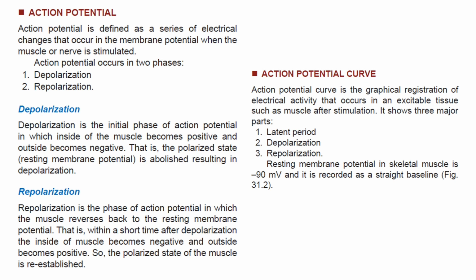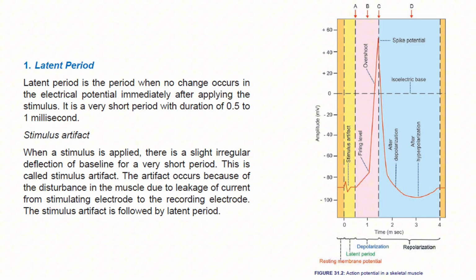So it is divided into 3 major parts. Number 1 is the latent period, number 2 the depolarization phase, and number 3 the repolarization phase. The question arises, what is the latent period? The latent period is the short interval immediately after a stimulus is applied, during which there is no observable change in the electrical potential of the muscle.